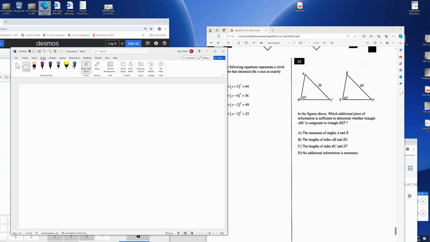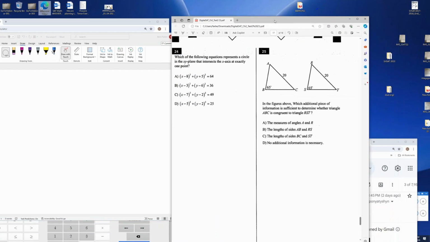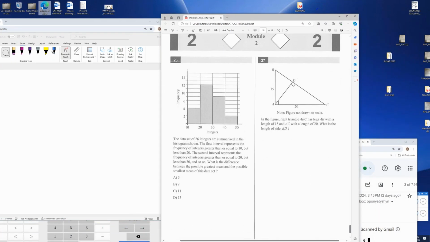Okay, a few should have made a mistake in 27 as well. What is 27? Here it is. Okay, length is 15. This is 15. And I make it bigger.